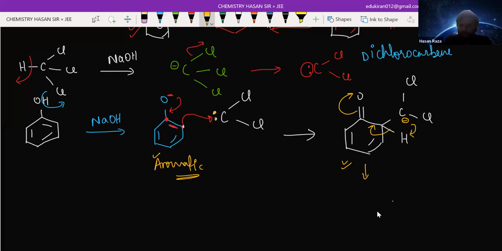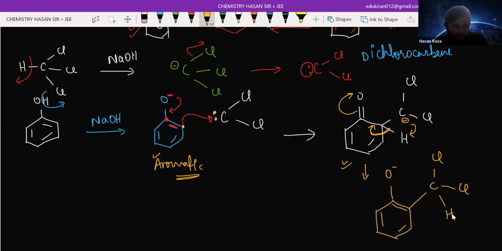So what will happen here? Very simple. First of all, I'm going to show you the bond between carbon and oxygen. Now it becomes single. There was a double bond, and this is moving to become a double bond to gain the aromaticity again. And now this is your carbon which has two chlorine already, and this hydrogen will be attaching with this carbon. Got it, Arif?